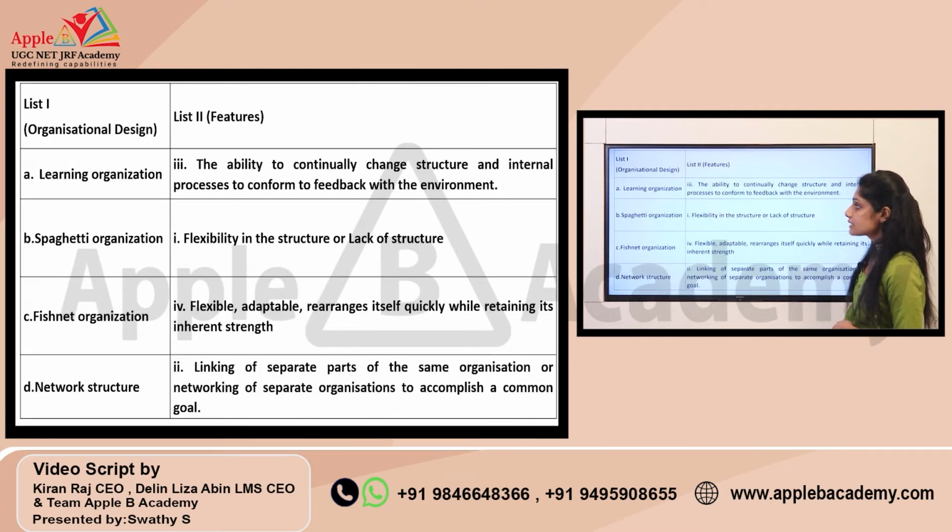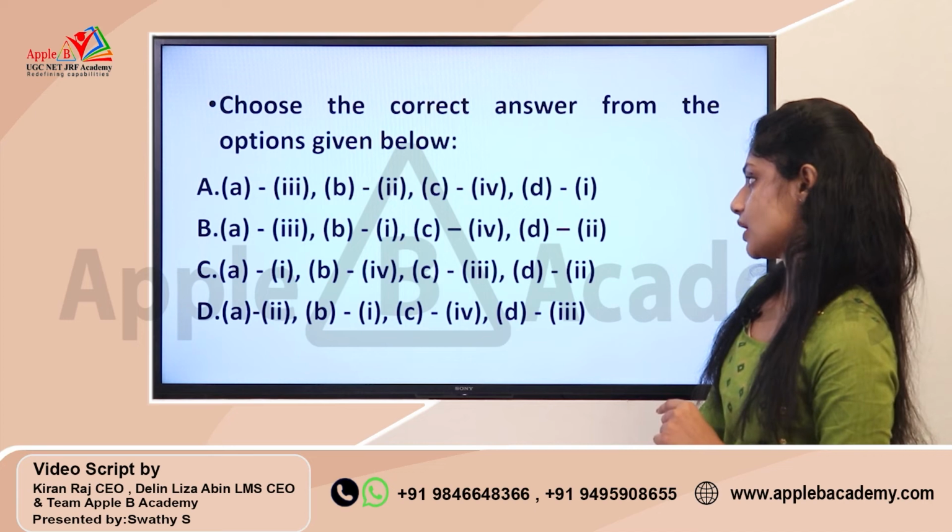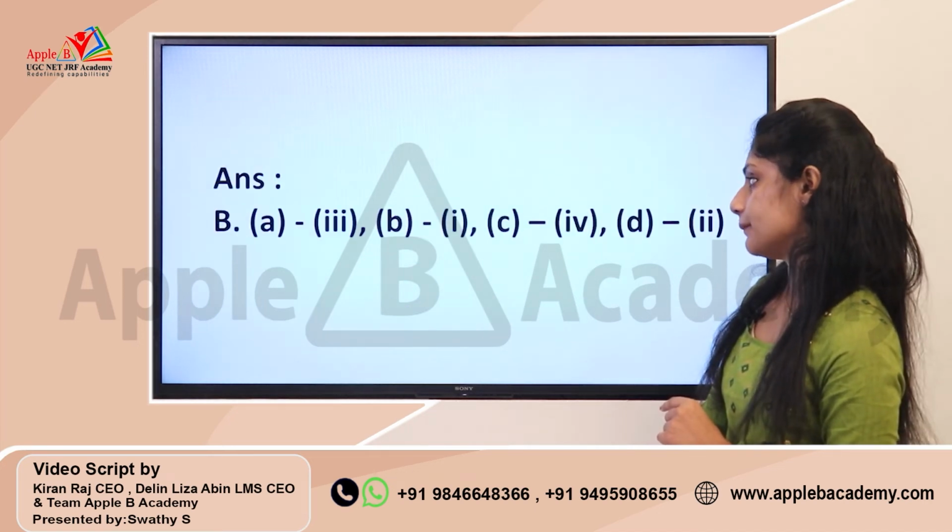The way you can connect it is that A, learning organization, can be connected with the third option: the ability to continually change structure and internal process to conform to feedback from the environment. Spaghetti organization is flexibility in the structure or lack of structure. Fishnet organization is flexible, adaptable, rearranging itself quickly while retaining its inherent strength. And network structure you can connect with the second option: linking of separate parts of the same organization or networking of separate organizations to accomplish a common goal. A very direct question, right? So A3, B1, C4 and D2. That is option B.